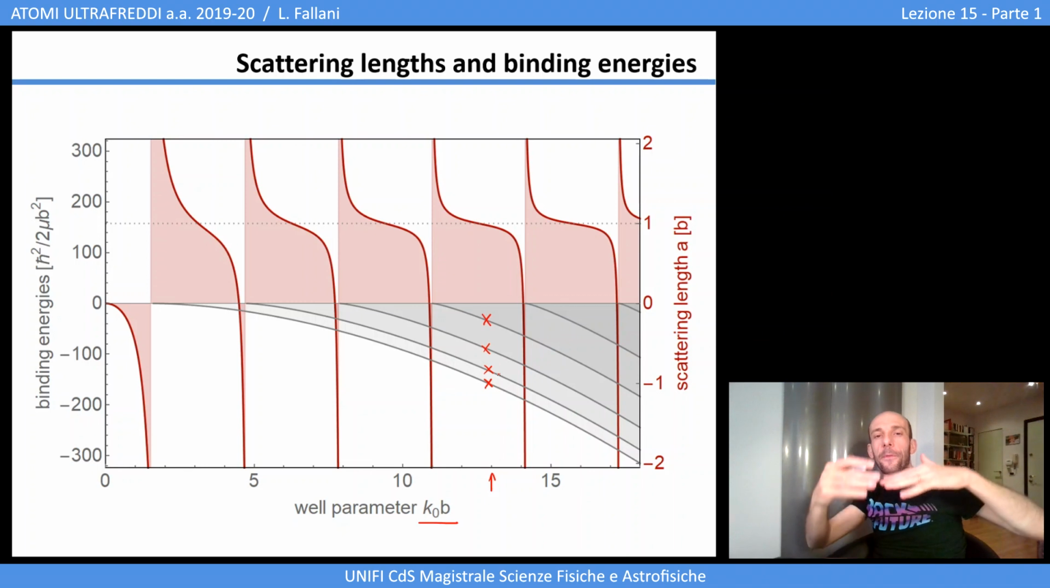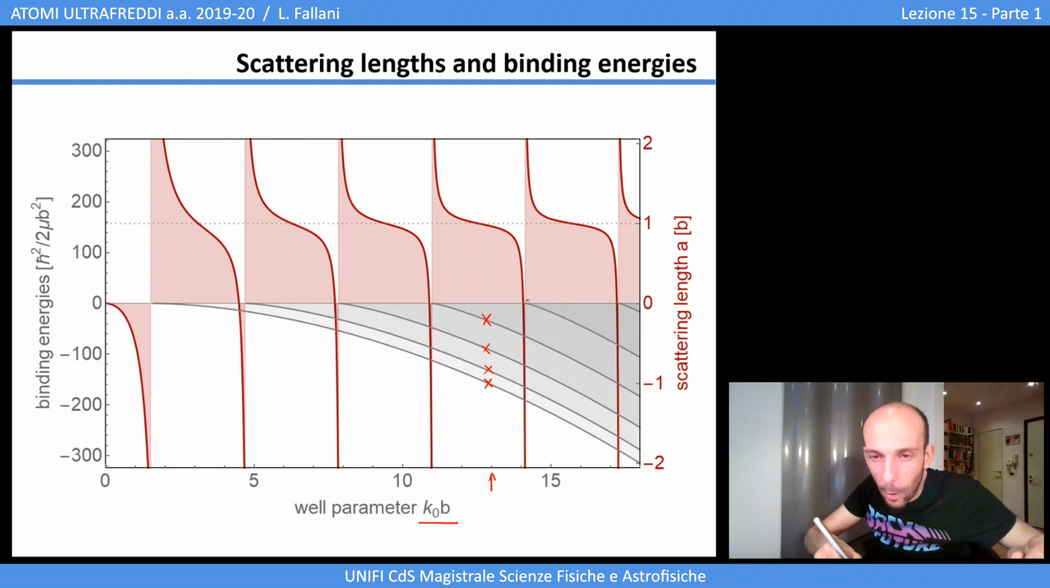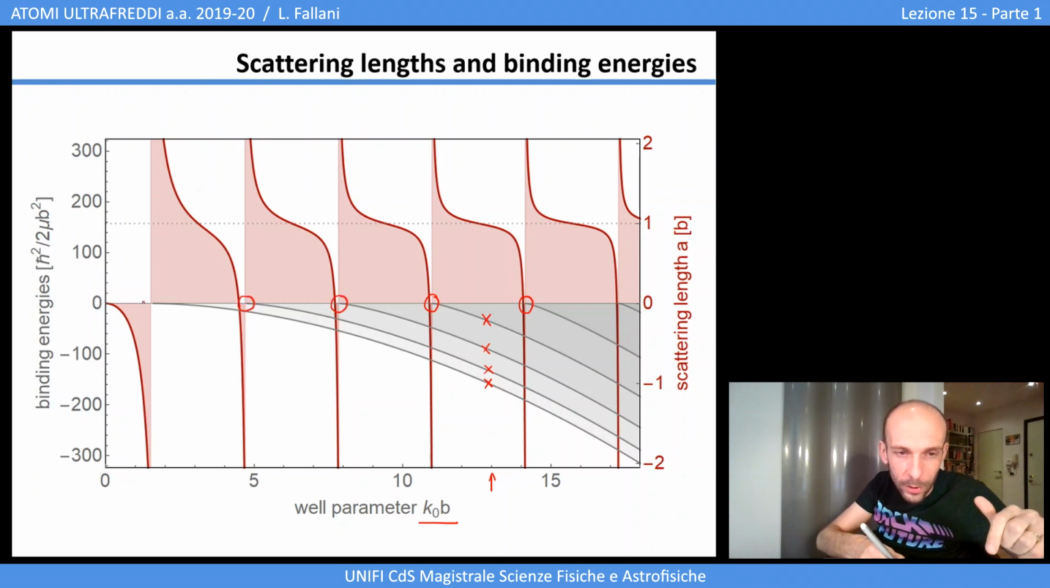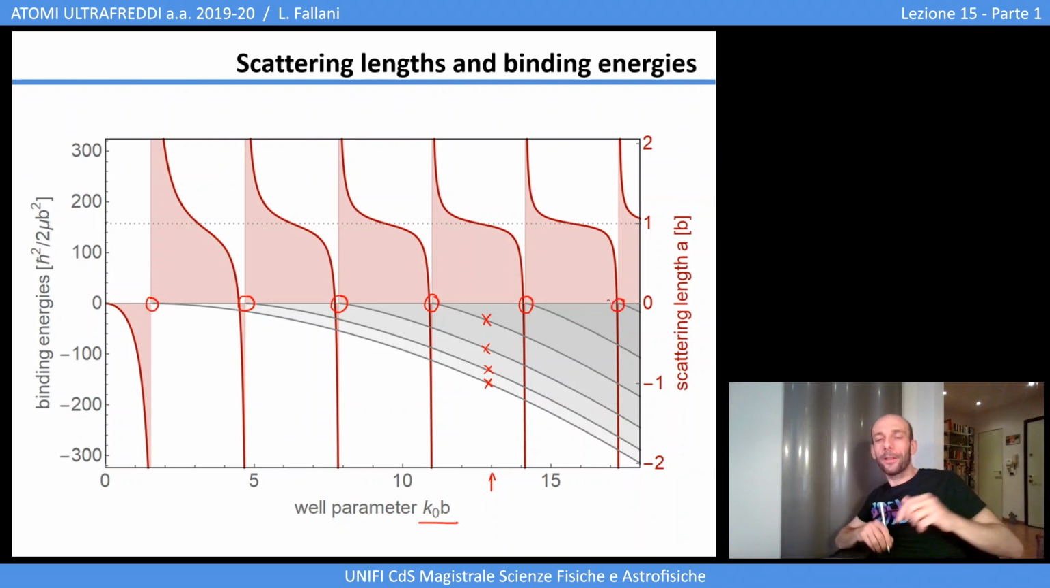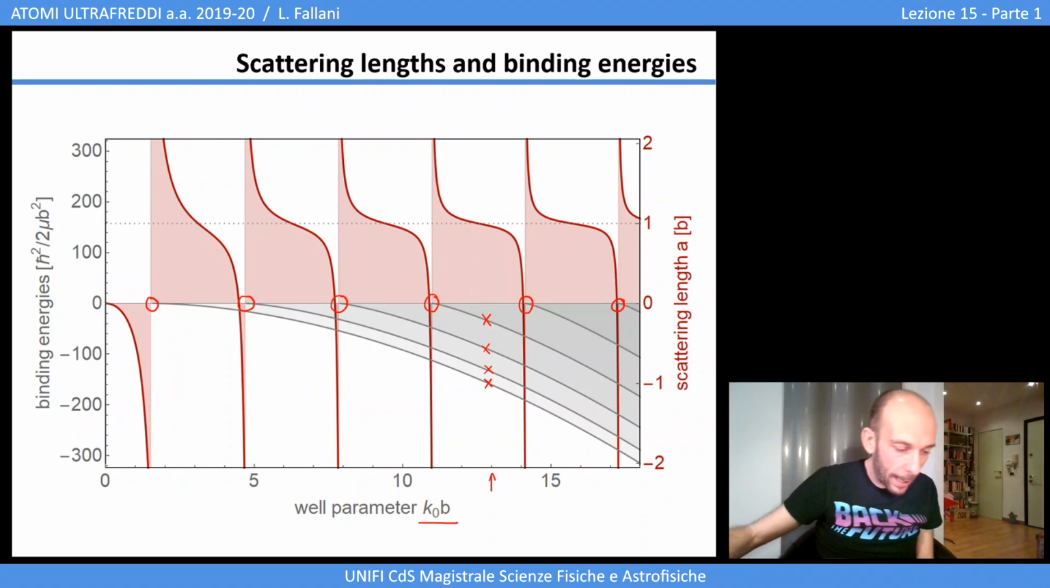As the depth of the well is made bigger, a new bound state enters the well, and you see quite clearly here that this condition of the energy of a bound state equal to 0 really corresponds to the divergence in the scattering length. Again, same physics, but with a nice graphical visualization. Okay, that's all for now.